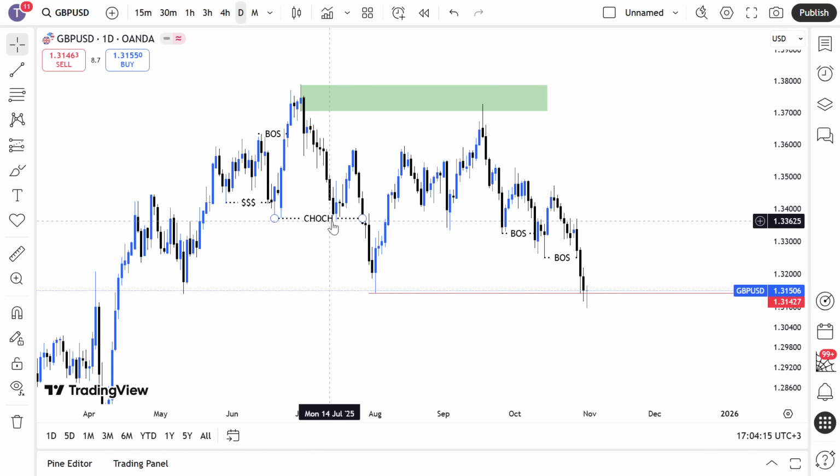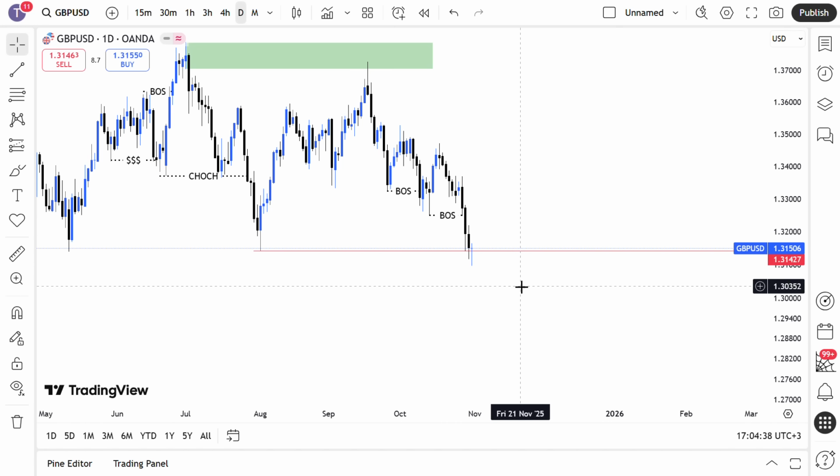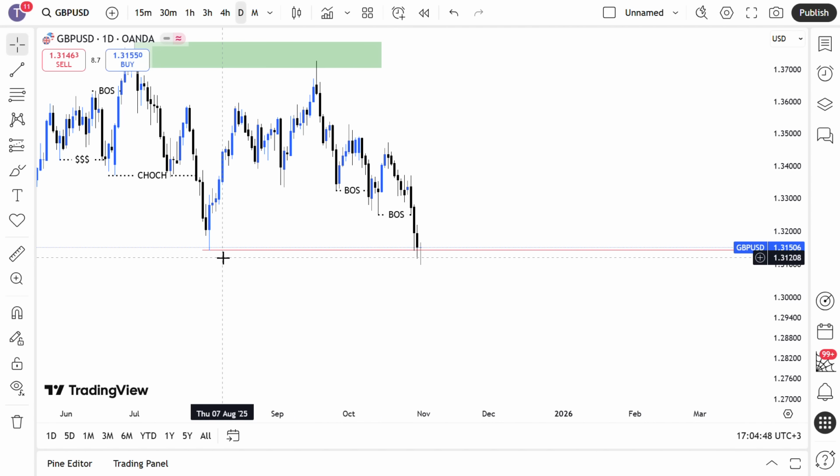So after the change of character, we understand that the market will be sweeping the internal structures as internal liquidity before tapping into the extreme point of interest. So exactly what I said, the price came into the point of interest, tapped into that extreme point of interest before moving to the downside. So for the past few weeks, I've been telling you guys that GBPUSD will be looking to sweep this lows liquidity. So this is the external liquidity that we expected the market to take out.